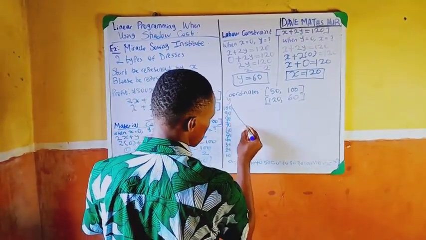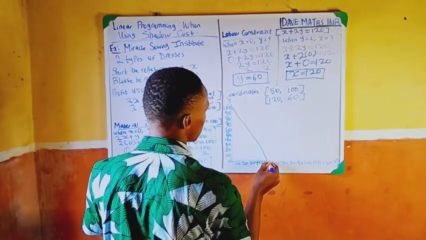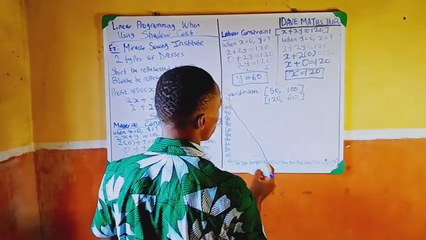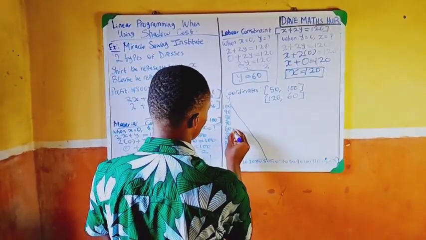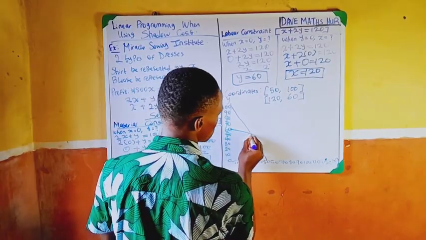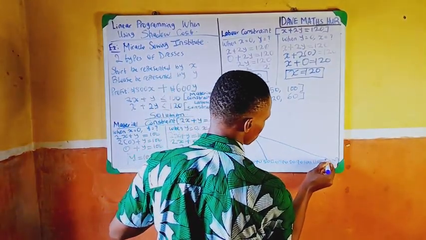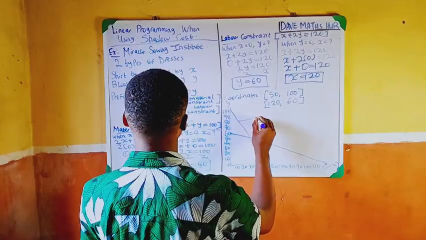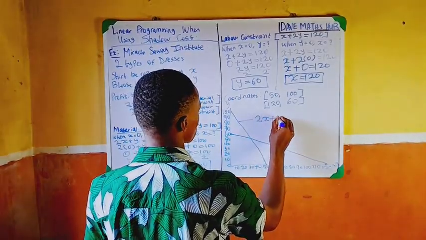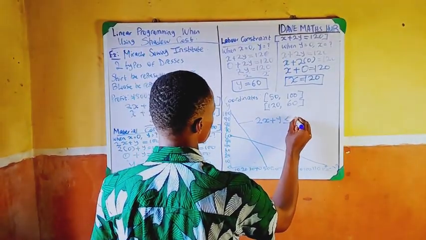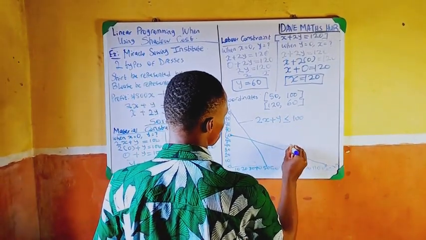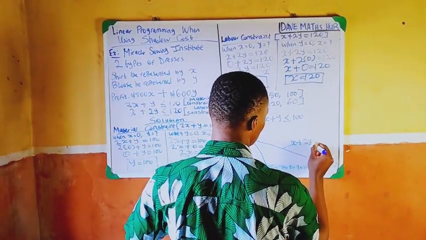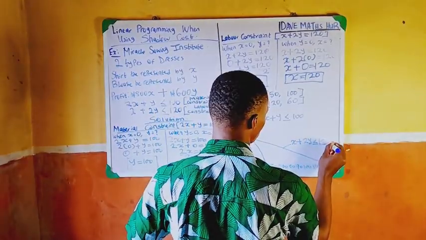We'll connect it. And when x is 120, y is 60. We'll connect it. So remember, this first one is for material, whereby we are giving 2x plus y less than or equal to 100. And this next one is for labor, which is x plus 2y less than or equal to 120.